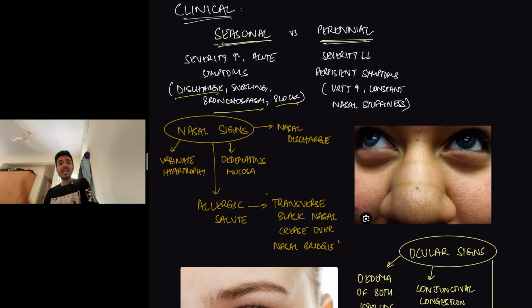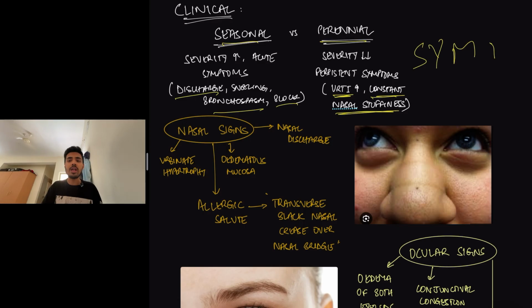Whereas perennial allergic rhinitis, the symptoms are more persistent, they are constant, but less severe. Example, they keep getting upper respiratory tract infections, keep getting rhinitis, sinusitis. They feel constant stuffiness in the nose. So these are the symptoms of the two types based on the occurrence.